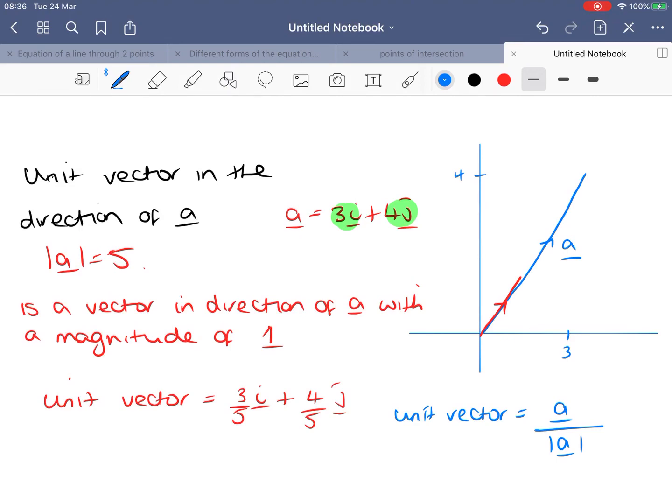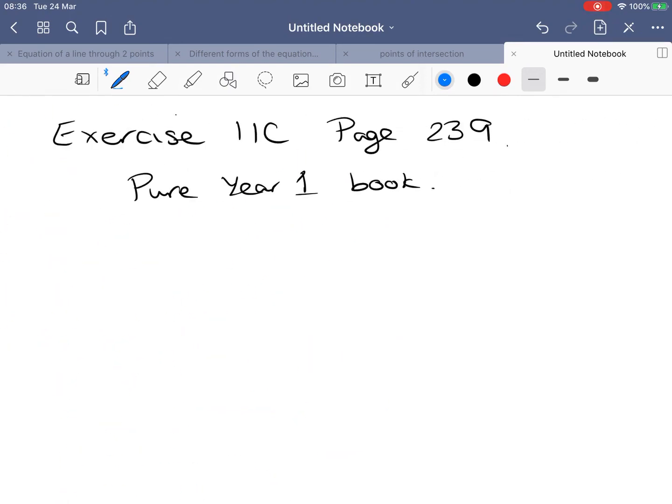Okay, and so when you finish that now, also go and have a look at exercise 11C and do the questions there.